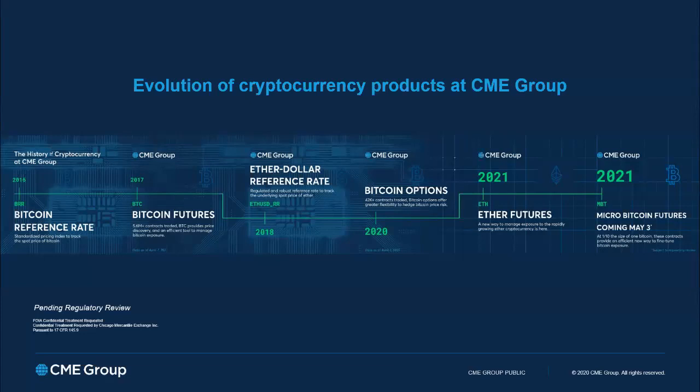And then earlier this year, February of 2021, we launched our Ether futures contracts. That contract has exposure to 50 Ether. So 50 Ether times, I think Ether today is trading around 2,800, gives that Ether futures contract a notional value of almost $140,000 today. And then that brings us to today, why we're all here to talk about micro Bitcoin futures. These new products will be launched this Sunday evening for Monday's trade date. The launch is Sunday, May 2nd at 6 p.m. Eastern time.